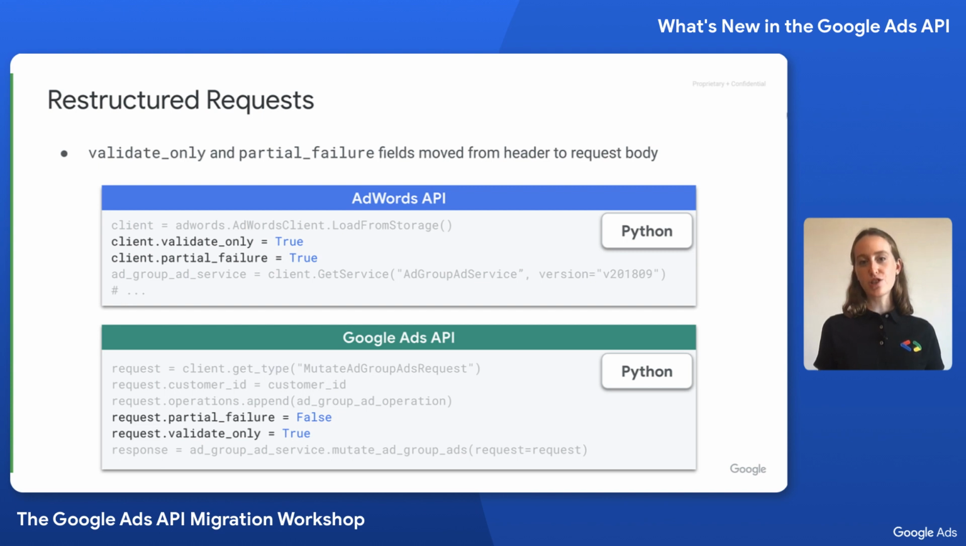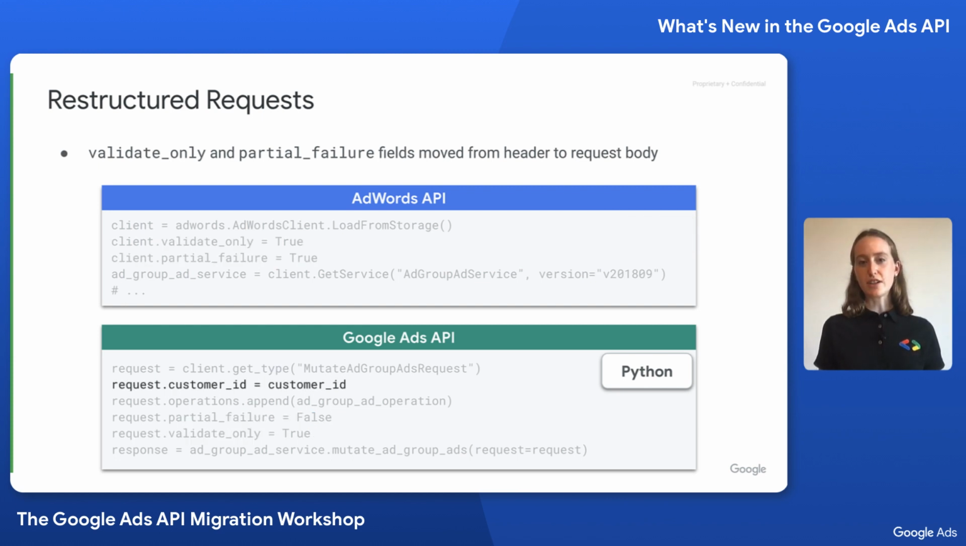Another structural change in the Google Ads API requests is that the validate only and partial failure fields are now in the header instead of the request body. So in the AdWords API, you would set these fields on the AdWords client itself. But now in the Google Ads API, we can set them on each request we send to the API. This gives you more flexibility for your requests because you can use the same client with different validate only and partial failure parameters.